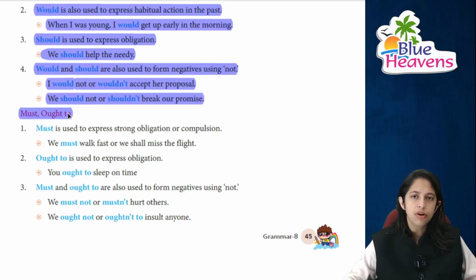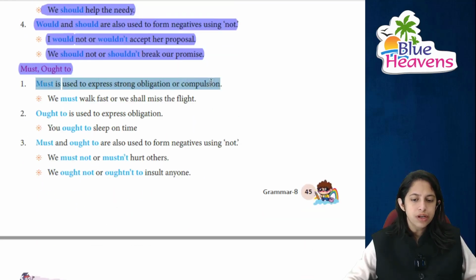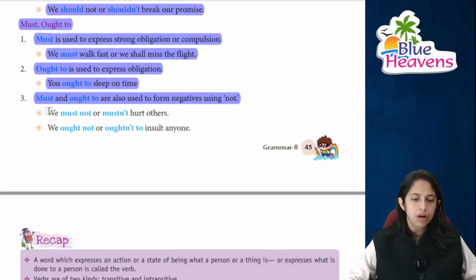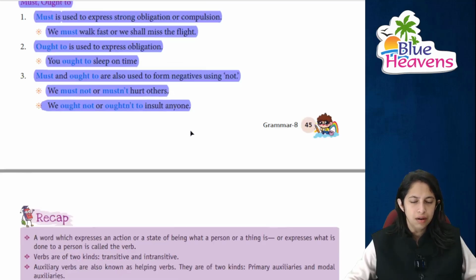Next is must or ought to. Must is used to express strong obligation and compulsion. We must walk fast or we shall miss the flight. Ought to is used to express obligation. You ought to sleep on time. Must and ought to are used to form negatives by using not. We must not hurt others. We ought not to insult anyone, right.